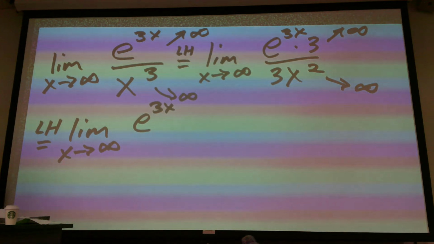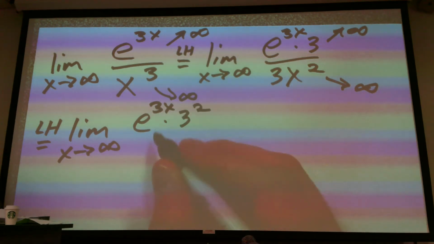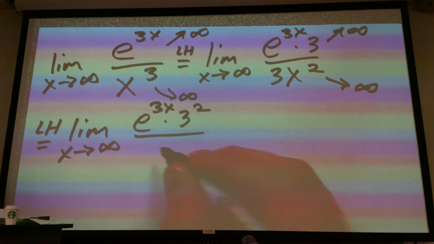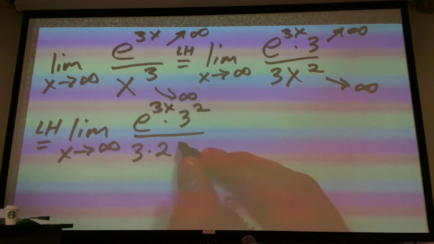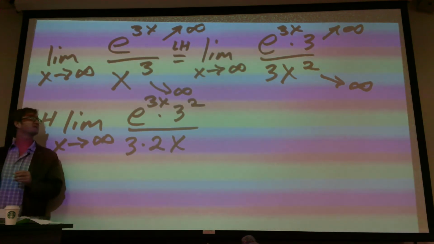Okay, we're taking the derivative of e again. So what's going to happen is it's going to spit out another 3. So that's going to be times 3 squared divided by 3 times 2x. Okay, because we're just taking the derivative of x squared.